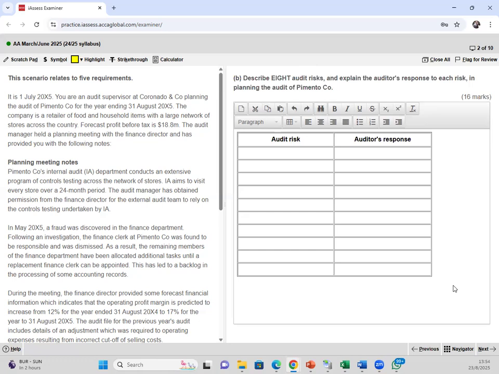So we did mention when we did audit risk and auditor's responses that for a response, I want to see 3 things. If you are giving an auditor's response, number 1, you start with what you call an indicator, a risk indicator.